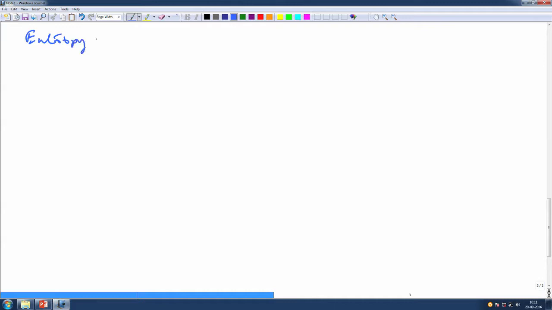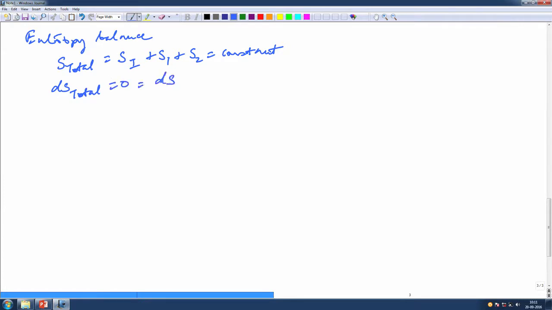Let us look at the entropy balance. Now, S total is basically given as Si plus S1 plus S2, and this is equal to a constant. So, dS total is equal to 0, which is brought about once again by the change of entropy of the two interfaces, because dS1 was already equal to 0. So, from here we can infer dSi is equal to minus dS2.